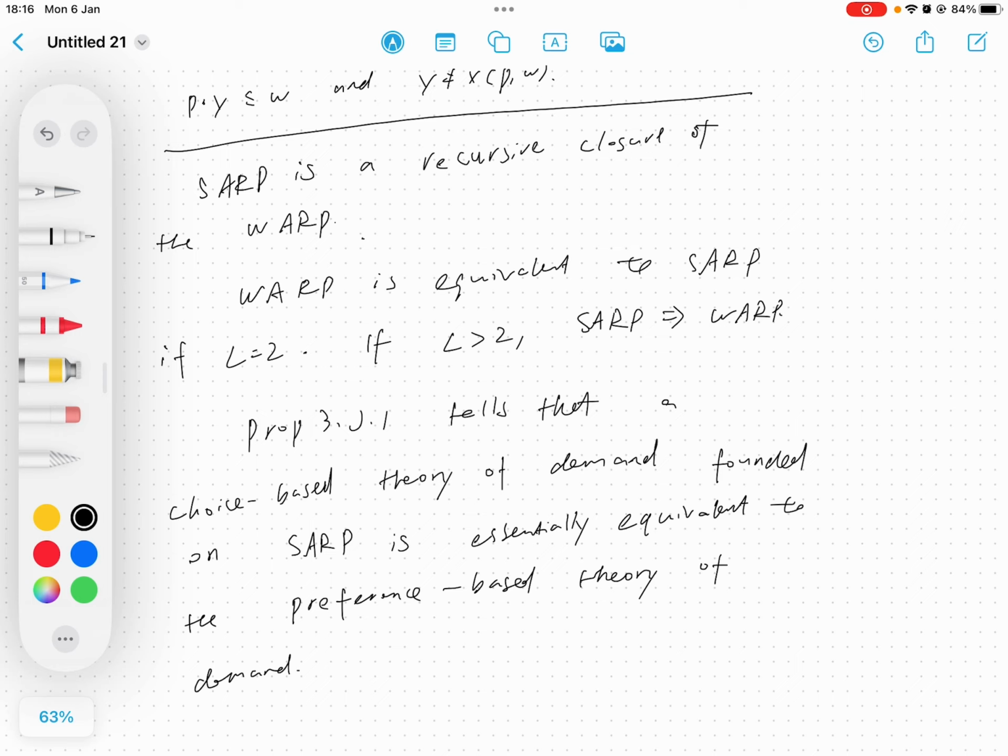Great. That'll be everything for this episode. Today we had a recap on the WARP, an introduction to the stronger version of the axiom of revealed preference, and showed how to construct this rational preference using the stronger version of this axiom. We also discussed the relationship between WARP and SARP. Okay, good.